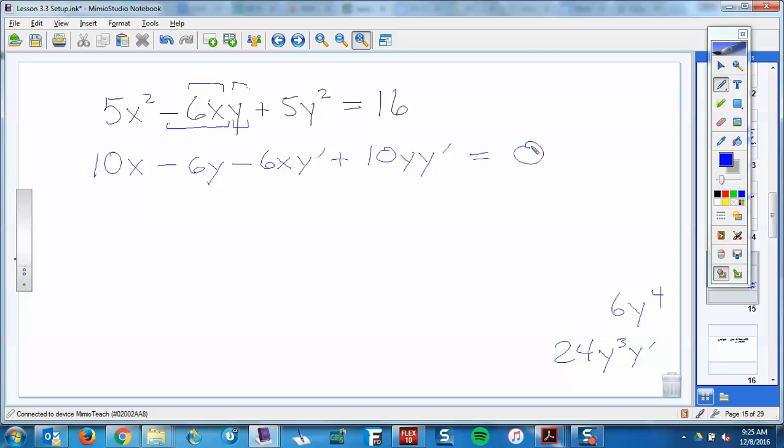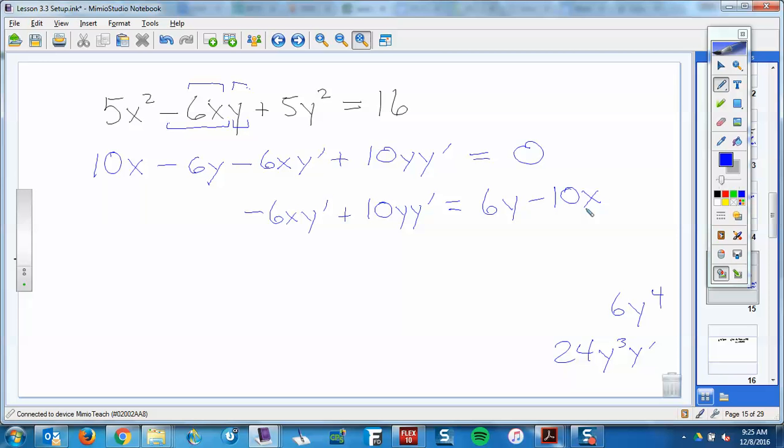So this is the first time this happens to us. We have two terms that have y prime in. So what do we do? Well, we're going to leave those on this side and we're going to move the other stuff over. So I'm going to leave negative 6x y prime here plus 10y y prime here. And on the other side, I'm going to have my 6y over there and my minus 10x. I'm going to move those over.